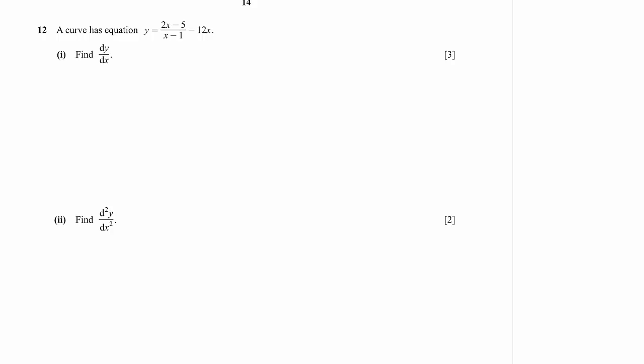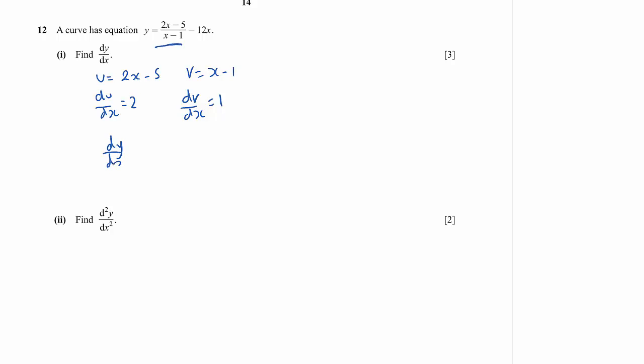The curve has equation y equals (2x minus 5) over (x minus 1) take away 12x, and we want to find dy/dx. So certainly for this part here, that's a quotient. So u is 2x minus 5 and v is x minus 1. Therefore du/dx is equal to 2, and dv/dx is equal to 1.